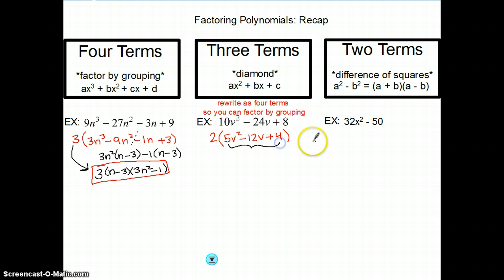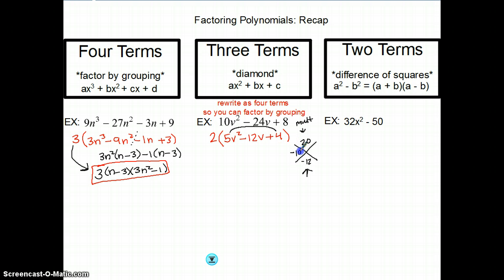To factor this trinomial, I have 3 terms, I need 4. Once I rewrite this with 4 terms instead of just 3, I can proceed by factoring by grouping, as we did on the left. So my first step is to rewrite this as 4 terms, using my diamond method. Multiply the first coefficient with the last term. 5 times 4 is 20. That goes on the top of your x, and on the bottom, I have my coefficient of the middle term, which is negative 12. I need 2 numbers that multiply to 20 and add to negative 12.